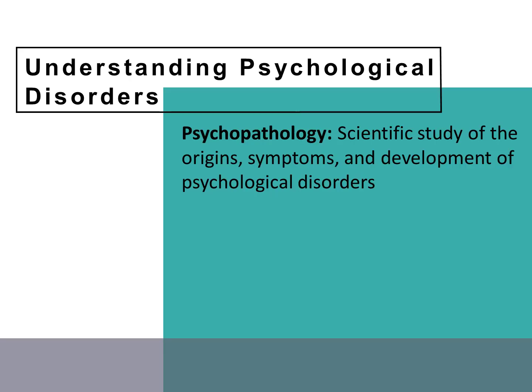The first one's going to be psychopathology. So, the book's definition is the scientific study of the origin, symptoms, and development of psychological disorders. Really, this is the study of mental illness. And psychopathologists look at a couple of things. So, they do look at definitely symptoms. So, what kind of symptoms can we expect if somebody's diagnosed with a certain disorder? What are some of the behaviors that are fairly common with those disorders?